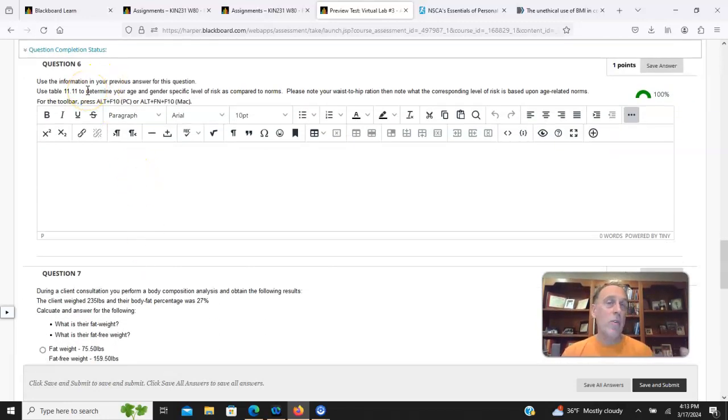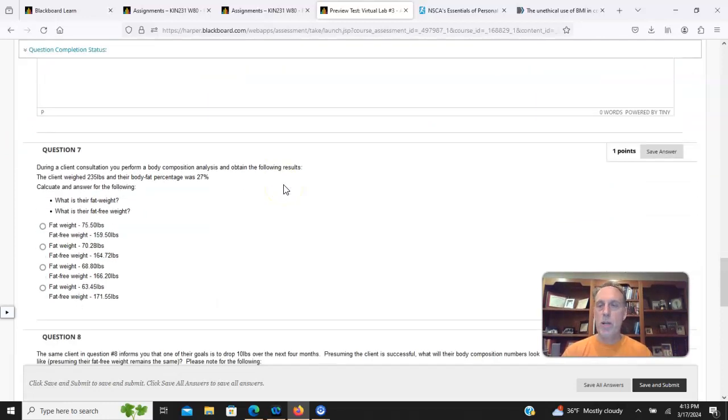You go to table 11.11, and then you'll have to go under your specific age and gender classifications to find your level of risk compared to norms. And what we'll need to do here is just make sure you note your waist to hip ratio and then know what the corresponding risk level is based upon those norms.